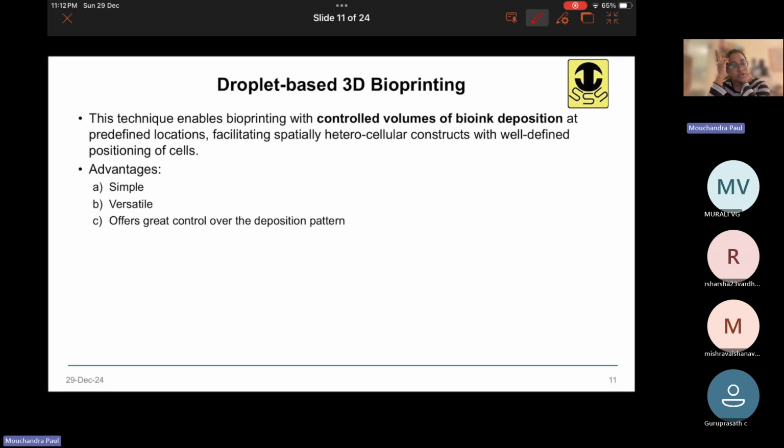It is very versatile, so you have more options of material available to make bio ink for this type of technique. You can even just use water-based material like cell culture media. In order to create drops you need low viscous materials, so that makes the technique very versatile, and you have very great control over how the pattern is made. All right.